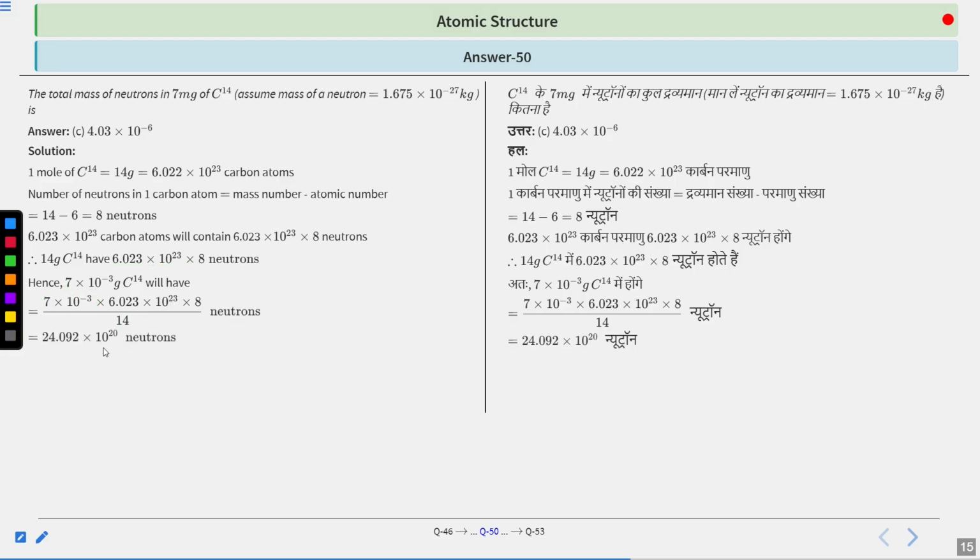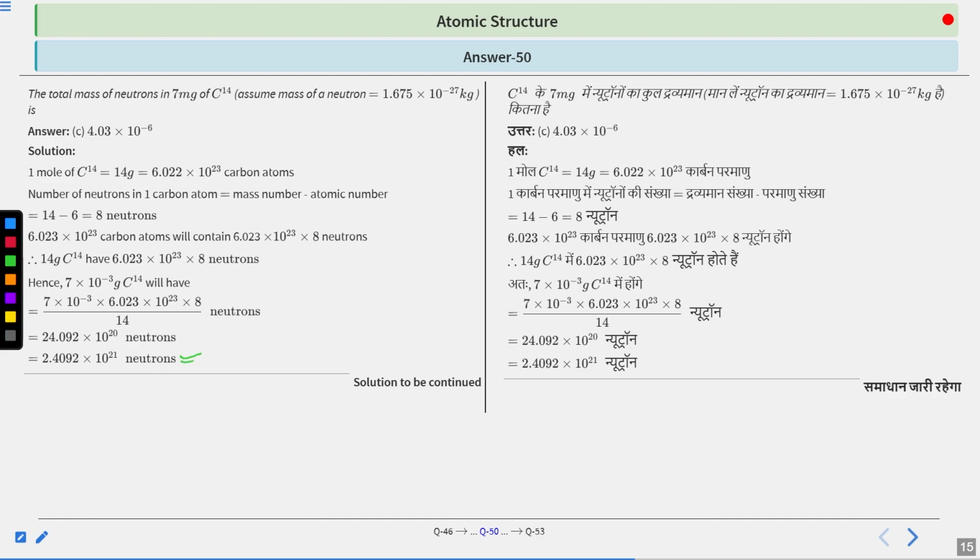If we just calculate this, you will get 24.092 into 10 to the power 20 neutrons. So this much neutrons you will get, or writing it in a more scientific manner, it will give you 2.4092 into 10 to the power 22 neutrons.